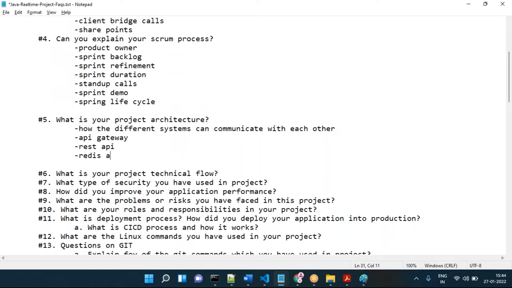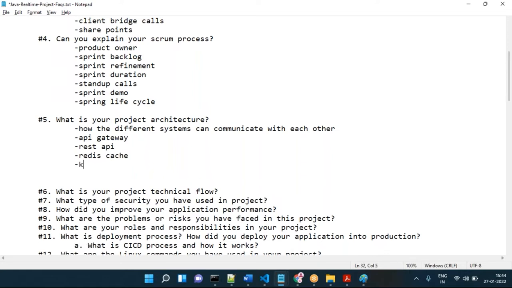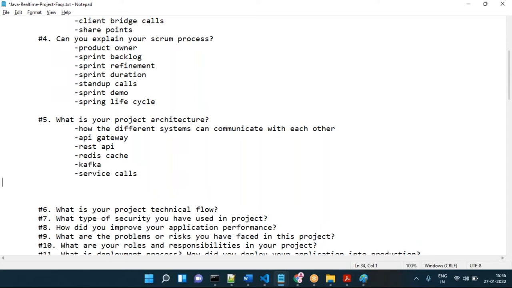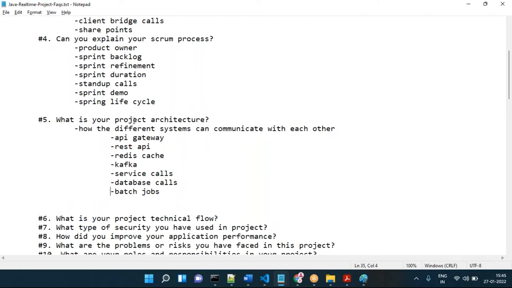In our project, are we using databases? Are we using Kafka? Are we using service calls, meaning one service calling another? Are we using database calls? See how all these communicate with each other. You have to represent how all these communicate with each other in your project. If you have any batch jobs, include those too. How the different systems communicate with each other is called project architecture.